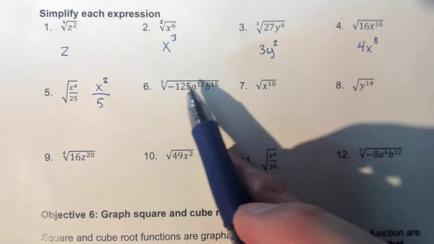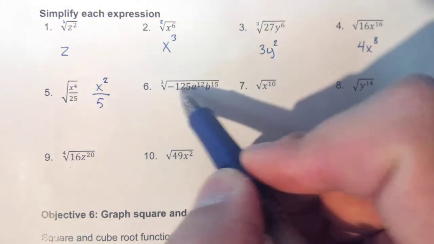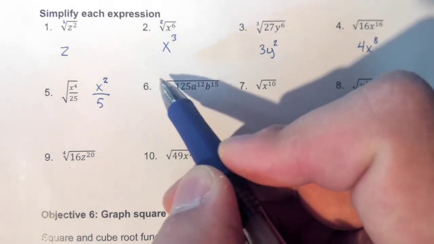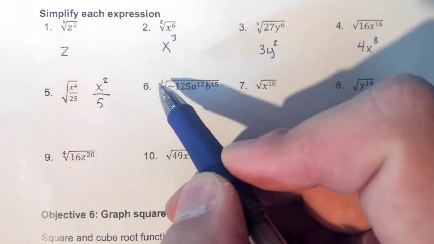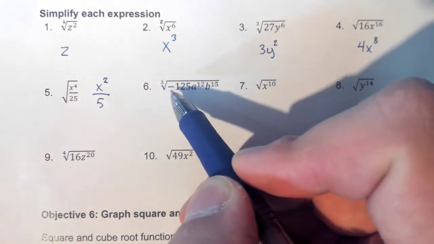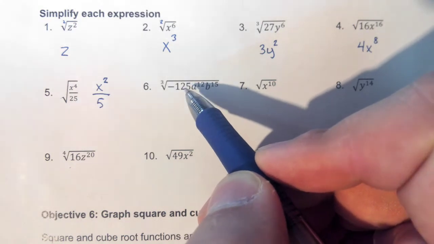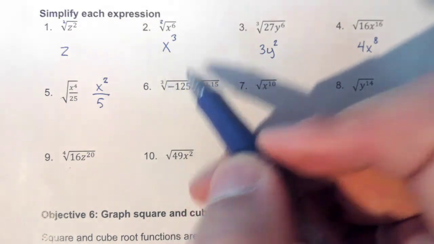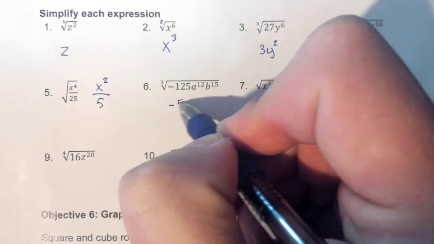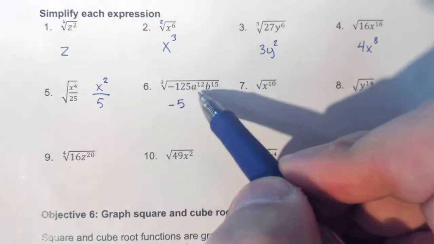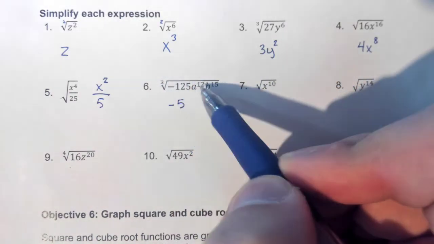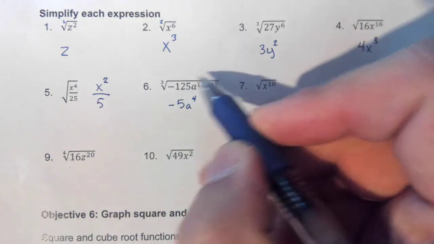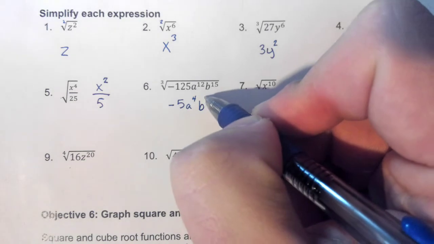All right, 6, we got a few things. It's really not any harder, just 3 pieces. So first, what's the cube root of negative 125? Remember, we can do odd indexes with negative numbers. We can't do even index with negative numbers. So what number times itself 3 times is negative 125? Hopefully remember that 5 times 5 times 5 is 125. But since it's negative, the cube root of negative 125 would be negative 5. And then take each individual exponent and divide it by the index. 12 divided by 3 would be a to the 4th. 15 divided by 3 would be b to the 5th.